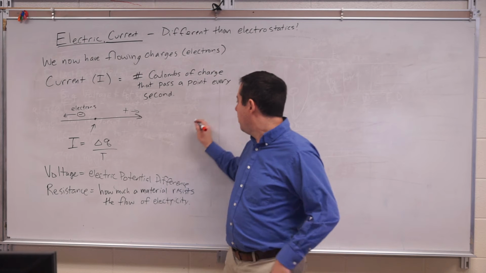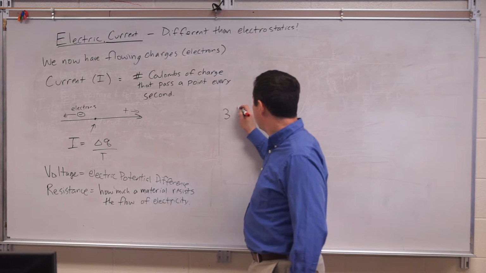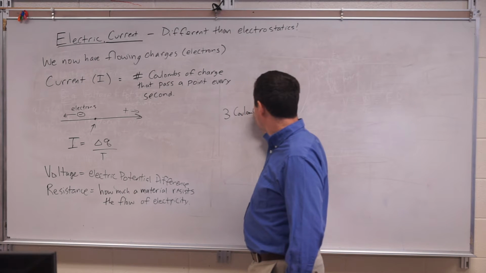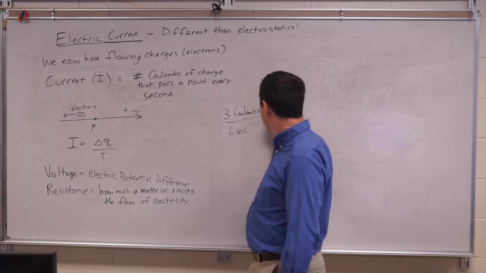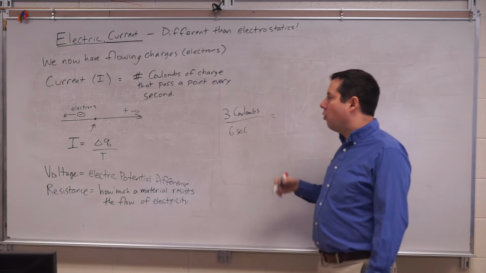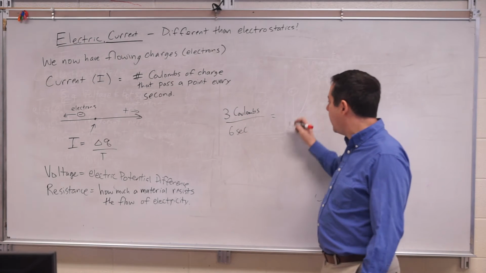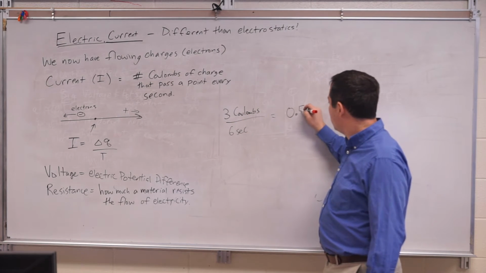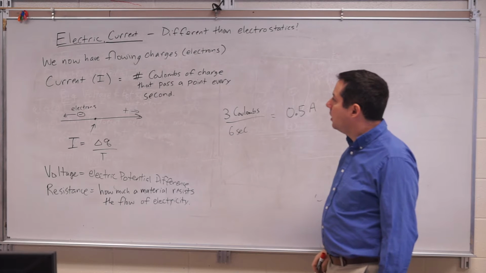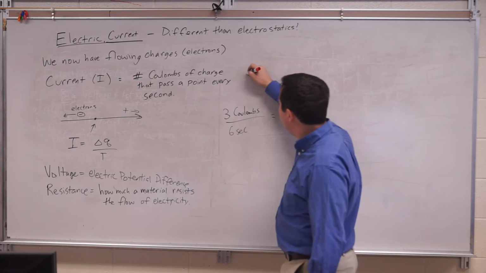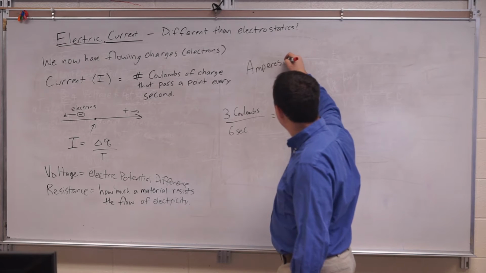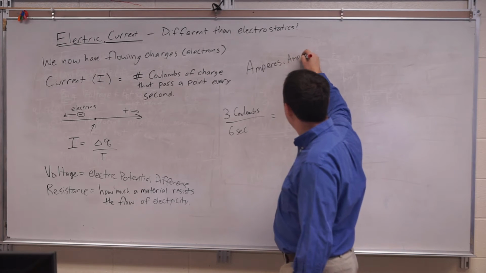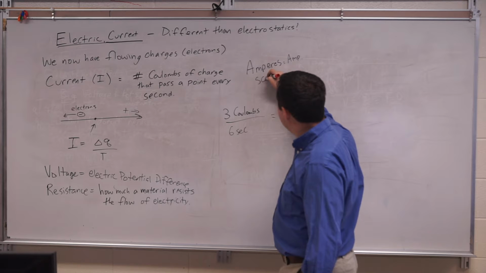So if you had 3 coulombs over, I don't know, 6 seconds, 3 coulombs over 6 seconds that pass through that point, then your current is 1/2 amp. And current is measured in units of amps, amperes. And that is a scalar quantity.